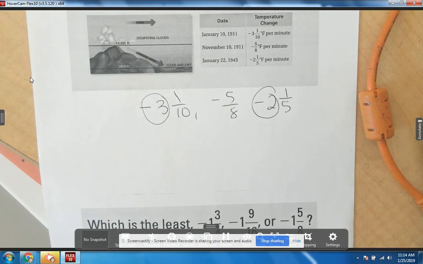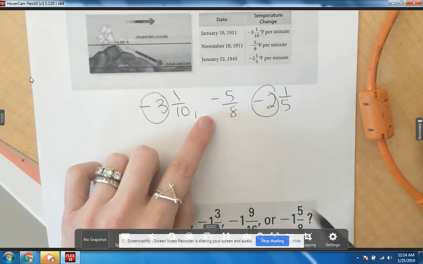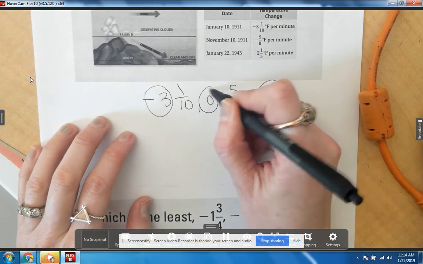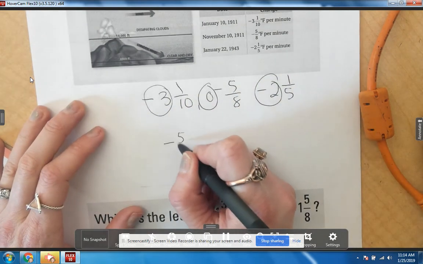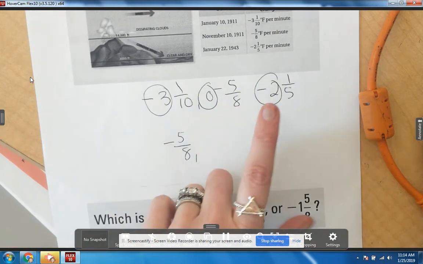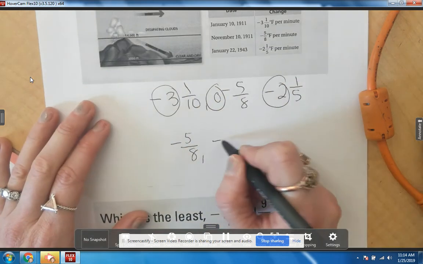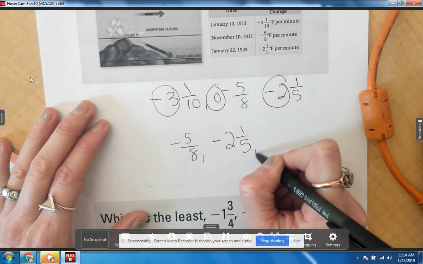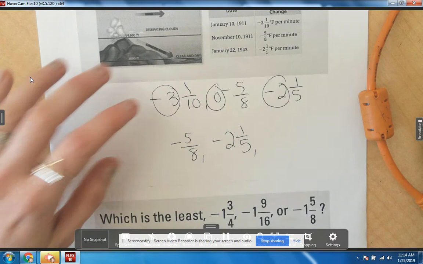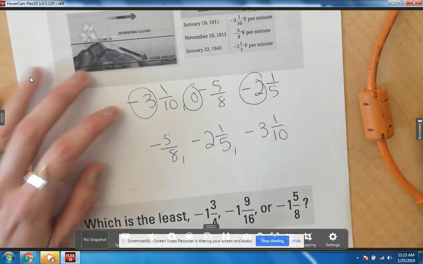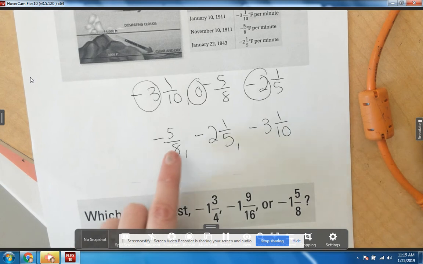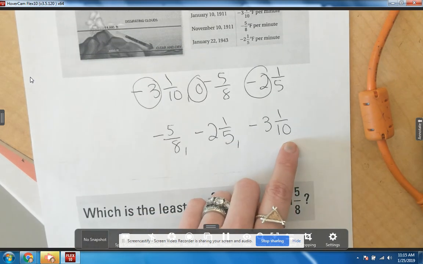The one that looks the smallest is the biggest. If this does not have a whole number, pretend there's a 0. So this looks like the smallest, so it would actually be the biggest, followed by this, which looks like the next smallest, so that would actually be the next biggest, because with a negative, it's the opposite. And then this would be actually the smallest one. So the smaller it looks, the bigger it is.